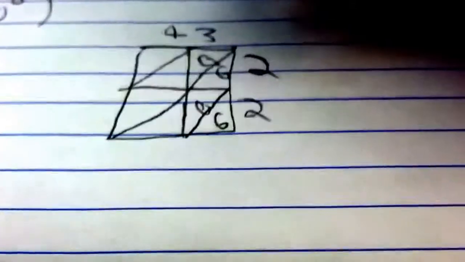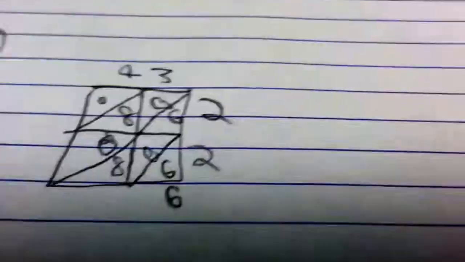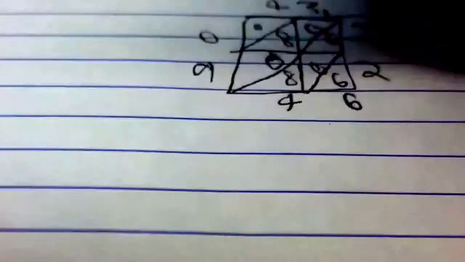So that would be 6 and 6. That would be 8 and 8. So that's 6. 8 plus 6 equals 14. So now we carry the 1 up here. 1 plus 8 equals 9, and that's 0. That's 946.